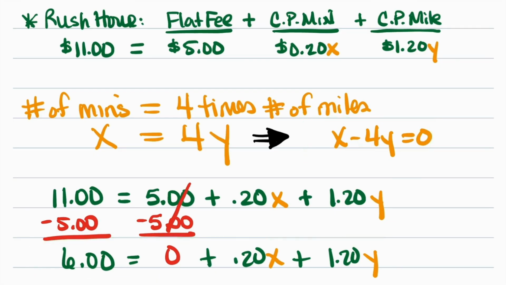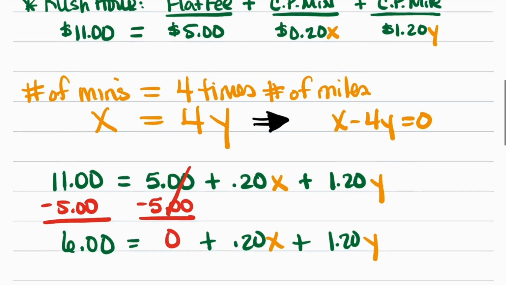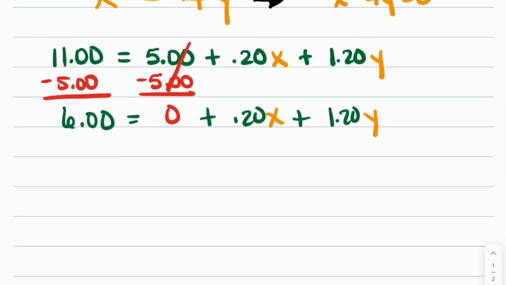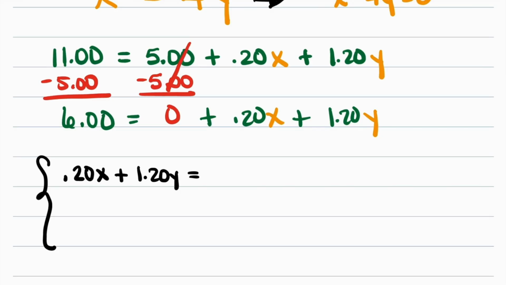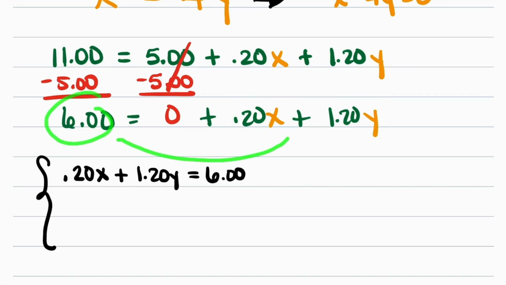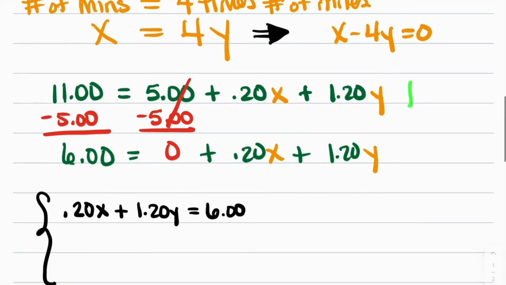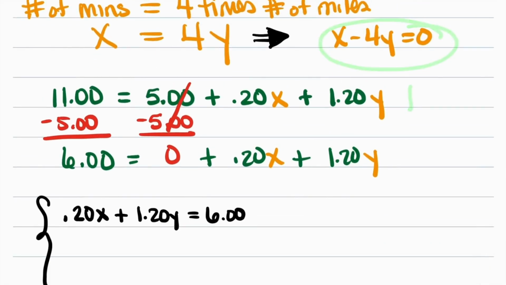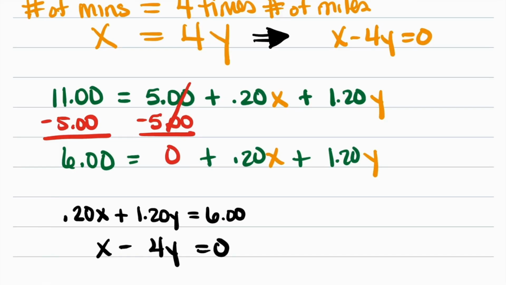So here's our system: 0.20x plus $1.20y equals 6. All I did was move this part to the other side of the equal sign. And then x minus 4y equals 0. There are your two equations.